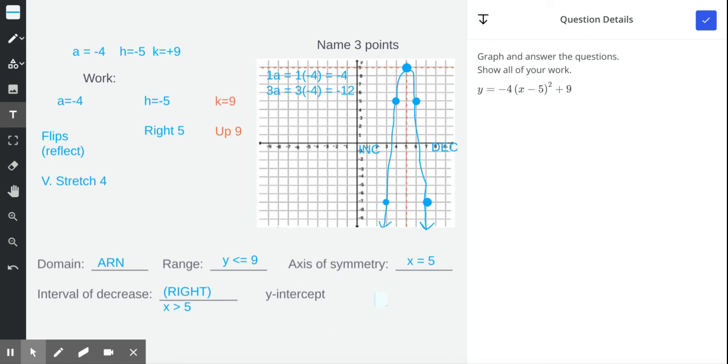So it is what I get when I plug in 0. y equals -4 times (0 minus 5) squared, and then plus 9. Order of operations says parentheses first: -5 squared is 25, times -4 is -100, plus 9 is -91. All right, I was a little off with my million, but it is negative a big number, -91, or you could say 0 negative. We would accept both.